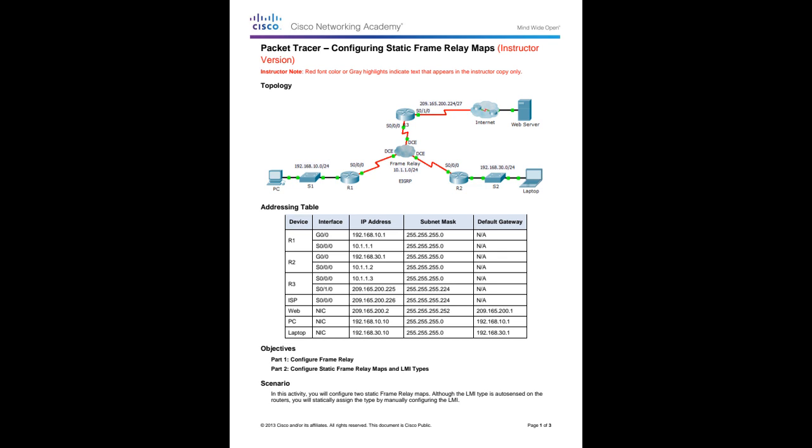Next, so these are the routers. Even if we have done it, this is good revision. And these are the IPs. The IP addresses are already configured, but you need to configure the frame relay.